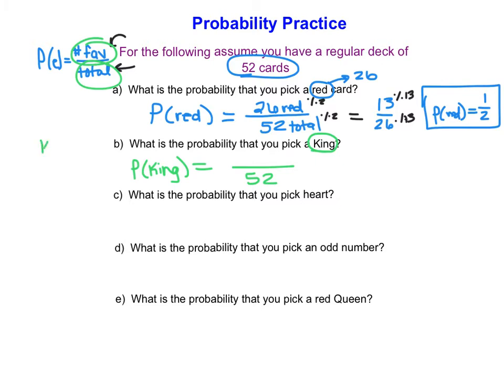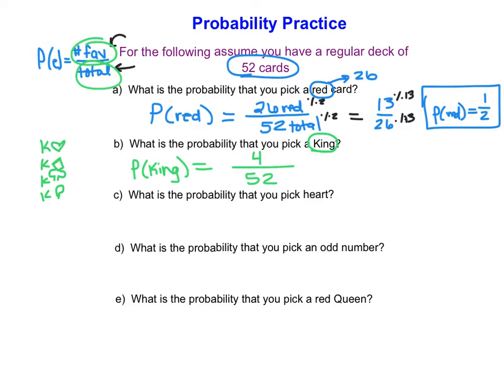Well, I know that there's a king of hearts, a king of diamonds, a king of clubs, and a king of spades. Ignore my spade. My spade was kind of bad. So I have 4 different suits, which means I have 4 total kings. So my probability is 4, my favorable outcomes, over my total, which is 52.